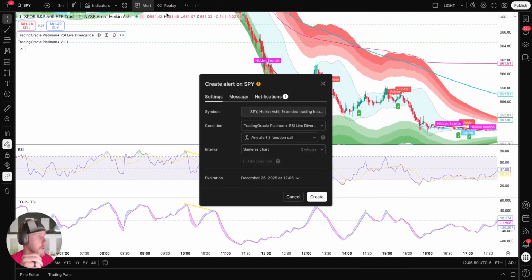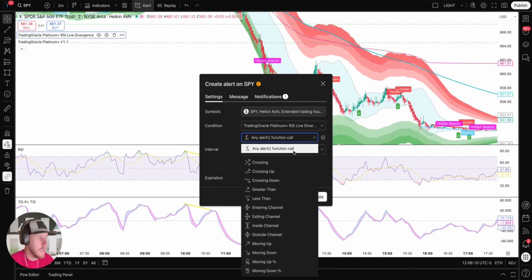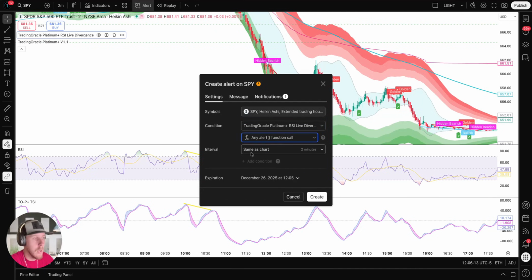If you go to alert, you can actually set up an alert for these divergences, and you can just have the symbol as SPY, so whatever you want. If it's QQQ, SPY, NQ, MES, whatever you're trading, you'll do Trading Oracle Platinum Plus RSI Live Divergence, and you'll do the any alert function call. And basically what that does is it gives you alerts on all of the divergences that you select. So if it's just hidden, it'll just give you alerts on hidden divergences.